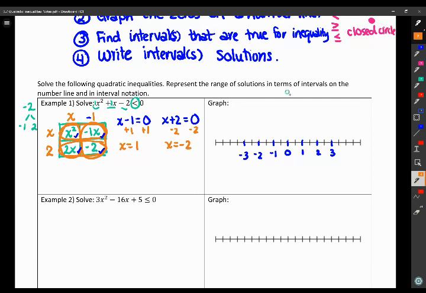So I'm going to have an open circle at 1, and I'm going to have an open circle at negative 2. And basically what that does is it divides my number line into 3 sections. So I'm just going to kind of make it a little dash line here. Okay, so I've got this section and this section.